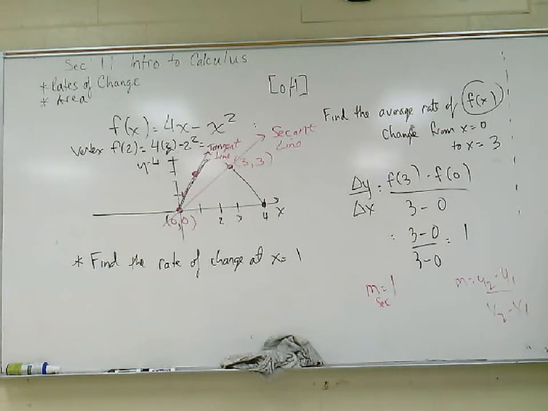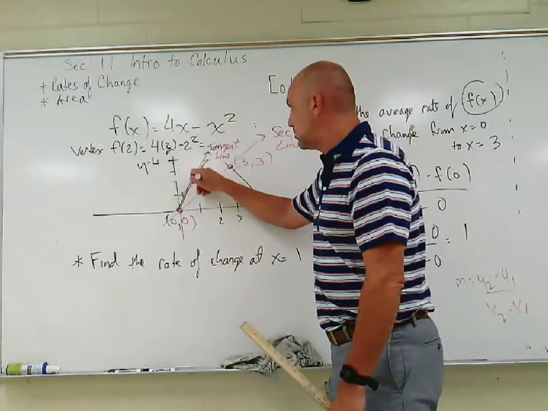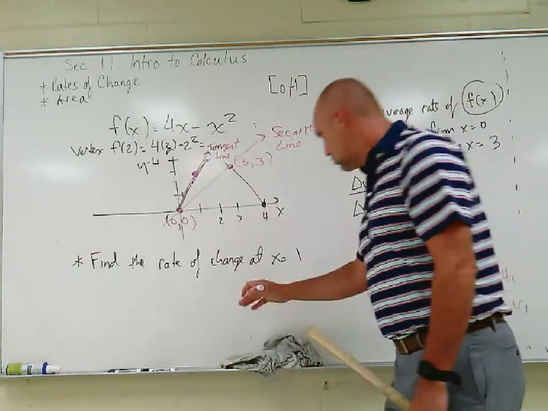I've given you 1 point. What do you need in order to find the slope of that line? A second point. Okay? You don't have it. So the question is, what do I try? Maybe I try the same point twice. All right, let's try it.